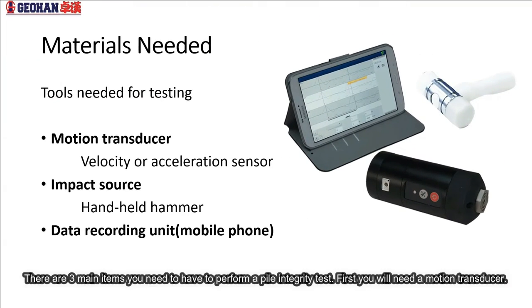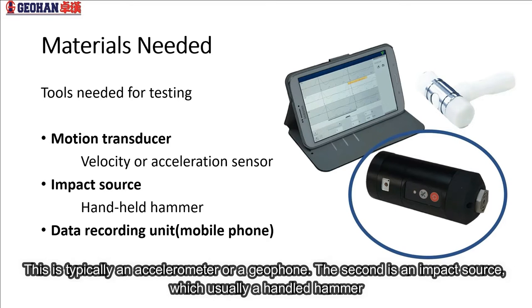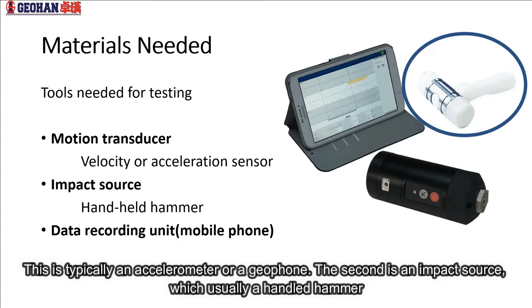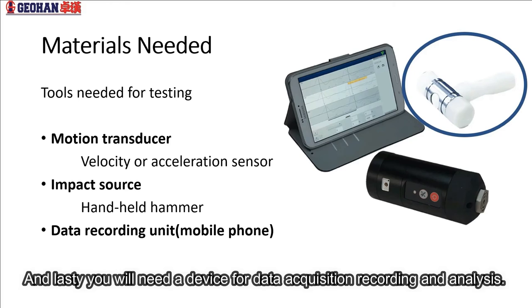The main three items you need to have to perform a pile integrity test are, first, a motion transducer. This is typically an accelerometer or geophone. The second is an impact source, which is usually a handheld hammer. And lastly, you will need a device for data acquisition, recording and analysis.